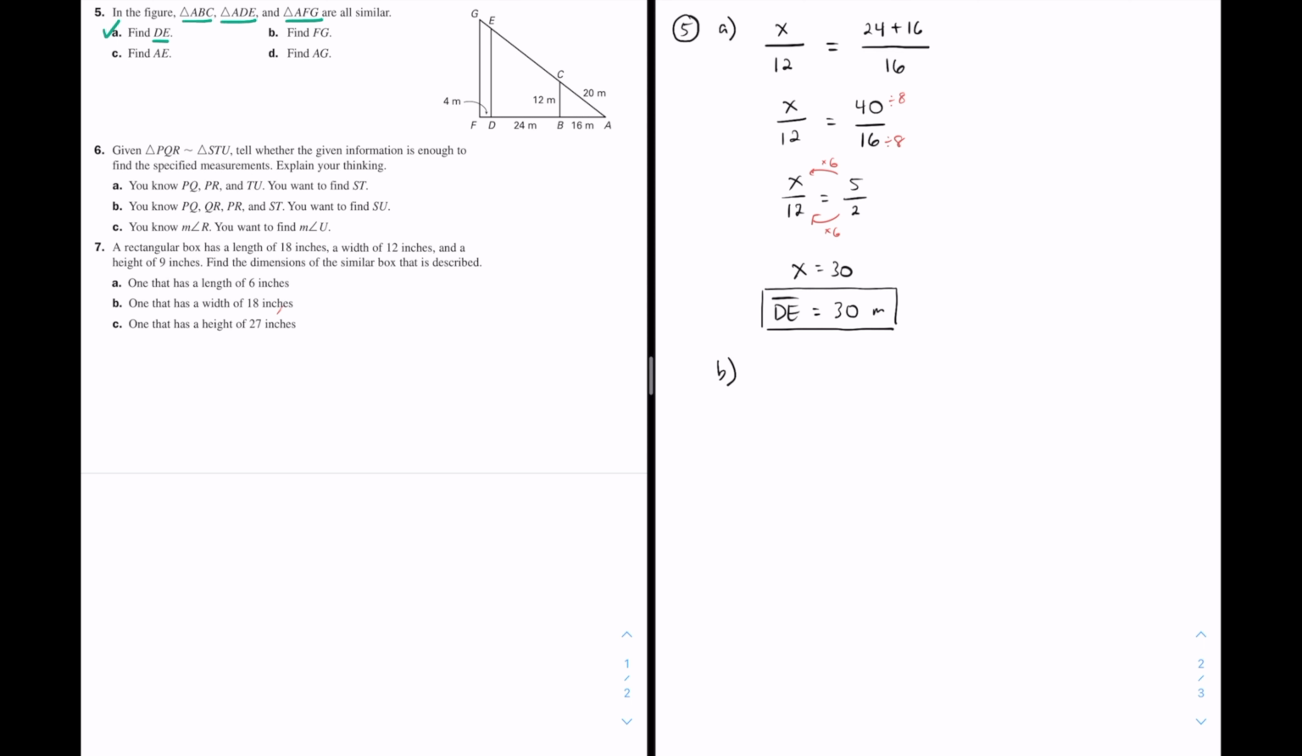So for part B, what do we have to do? We have to find segment FG. So where is FG? Let me see if I can label that first. FG is this long one here. That's another height. We don't know what it is. I'm going to call that X for now.